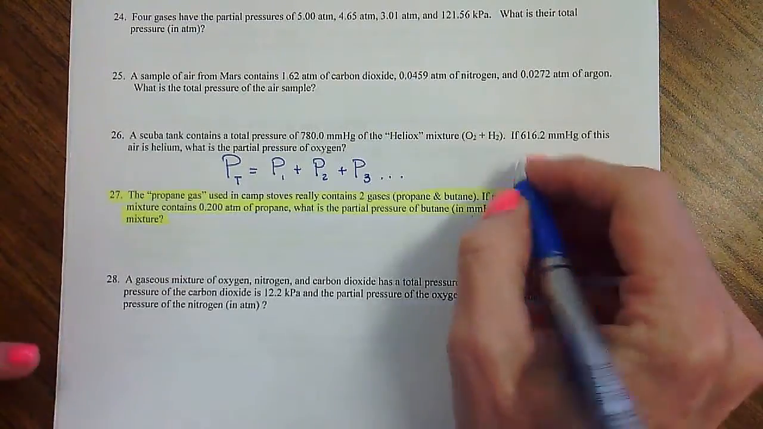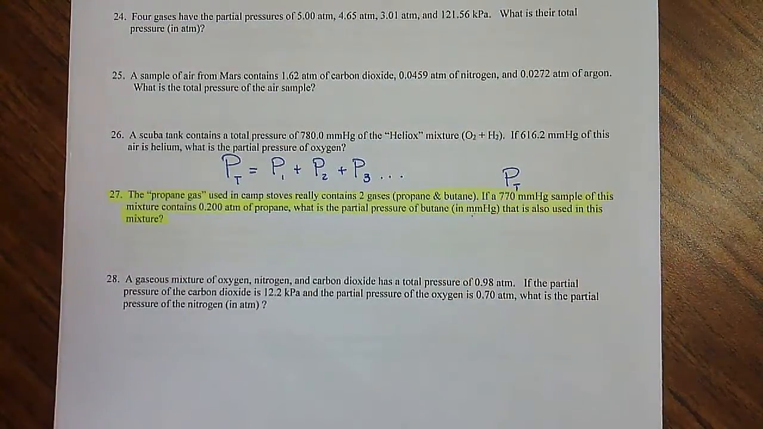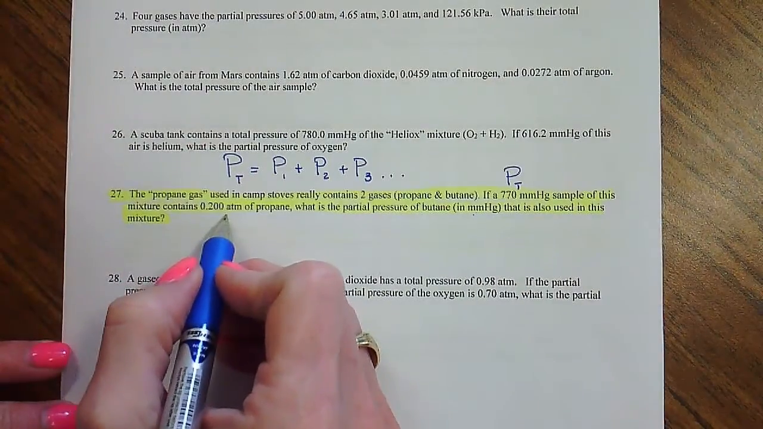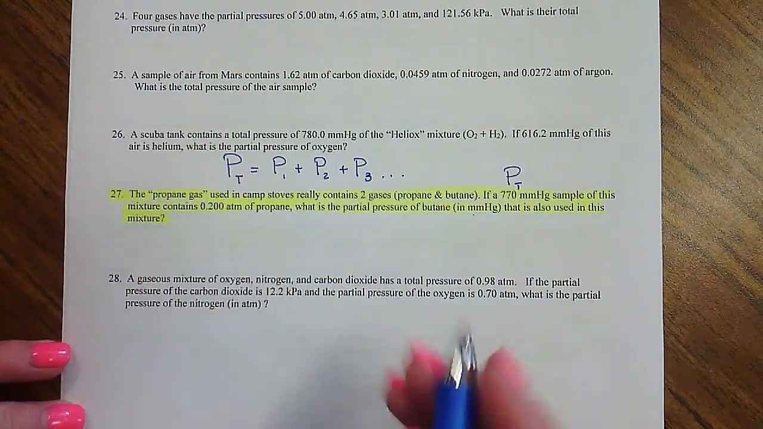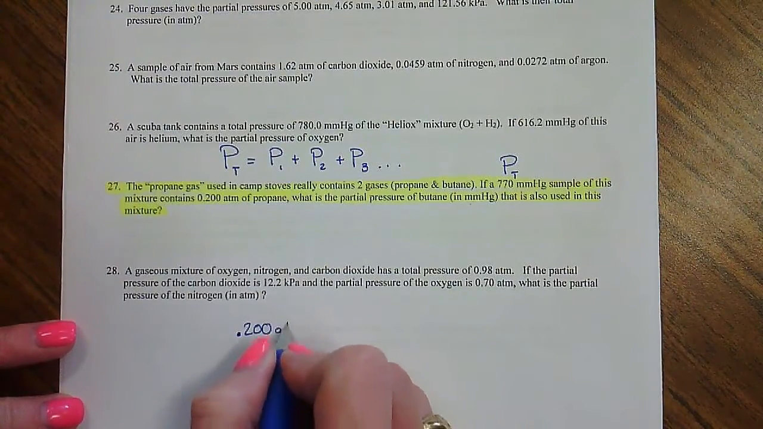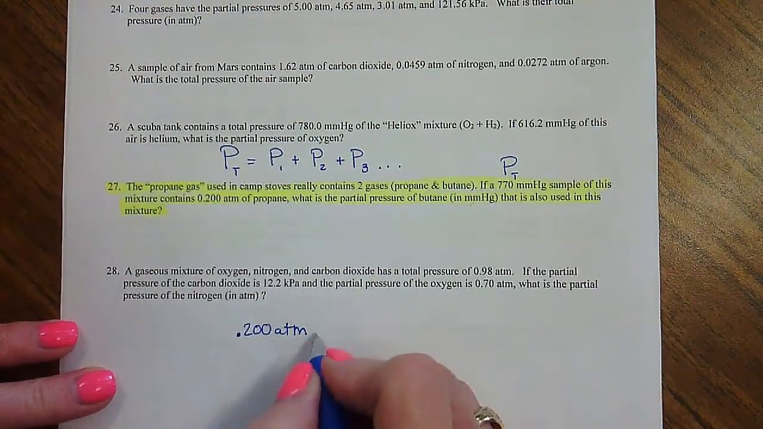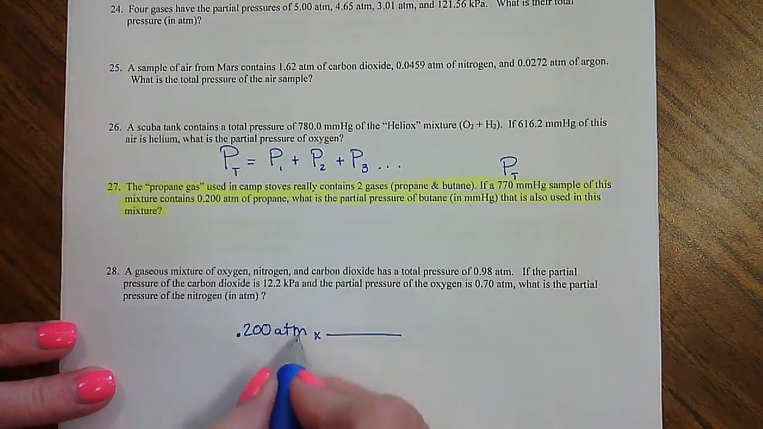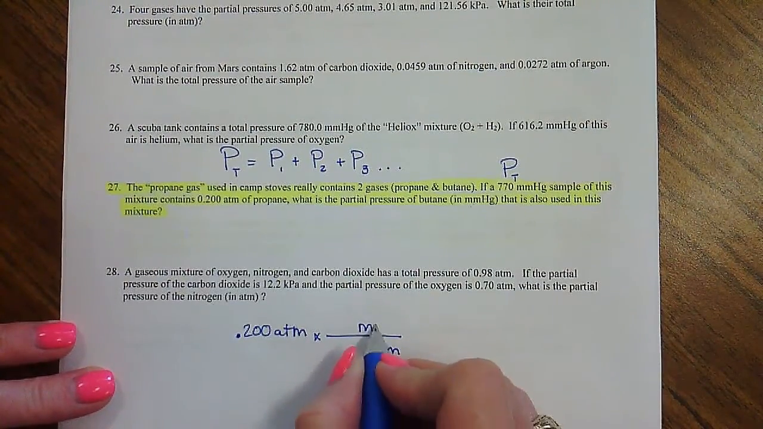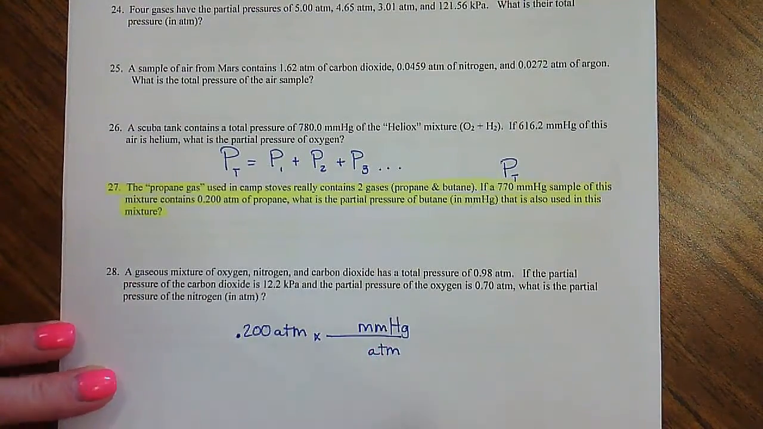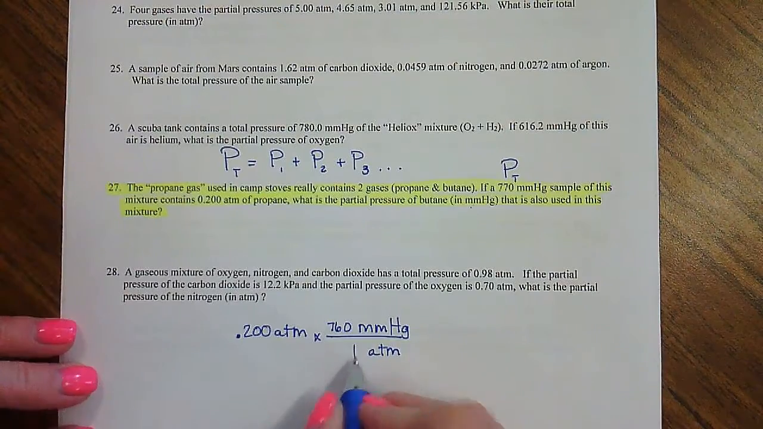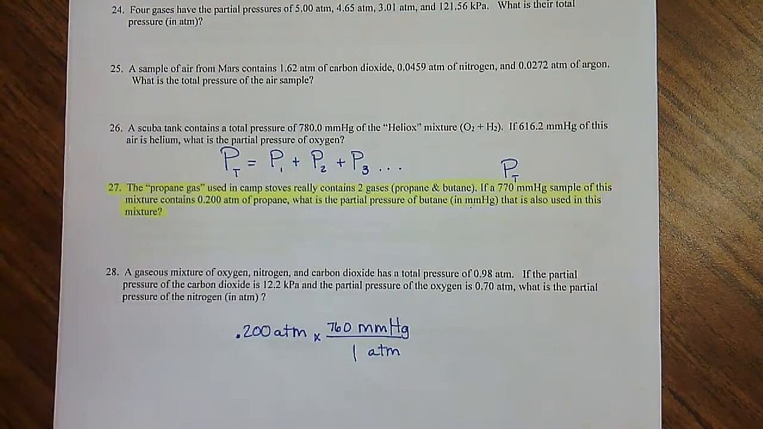My total pressure is already in millimeters of mercury. This is not. So I'm going to convert 0.2 atmospheres of propane into millimeters of mercury. I'm going to do it right here. So 0.200 atmospheres of propane. Then I'm going to use my conversion factor. I'm going to go down my atmospheres, and I want it in millimeters of mercury. So I go back to my conversions. 760 millimeters is 1 atmosphere of pressure.